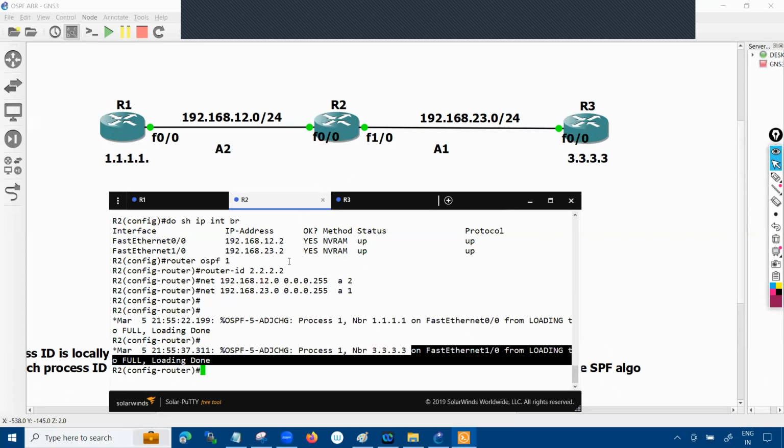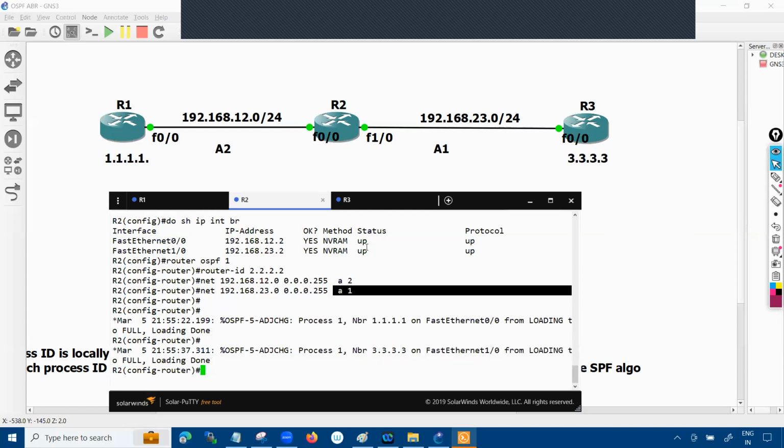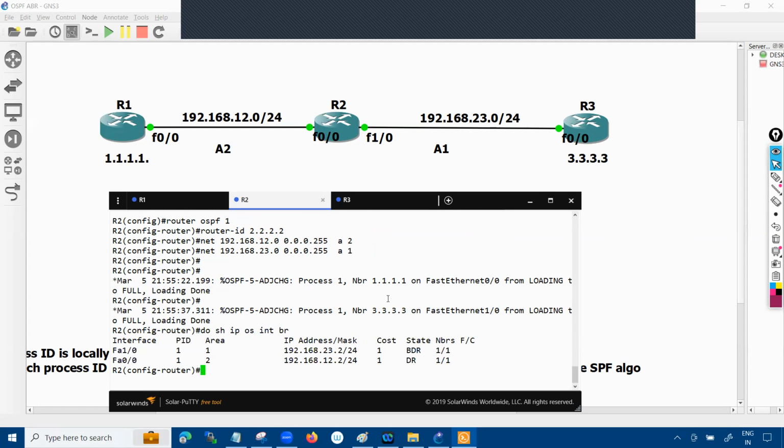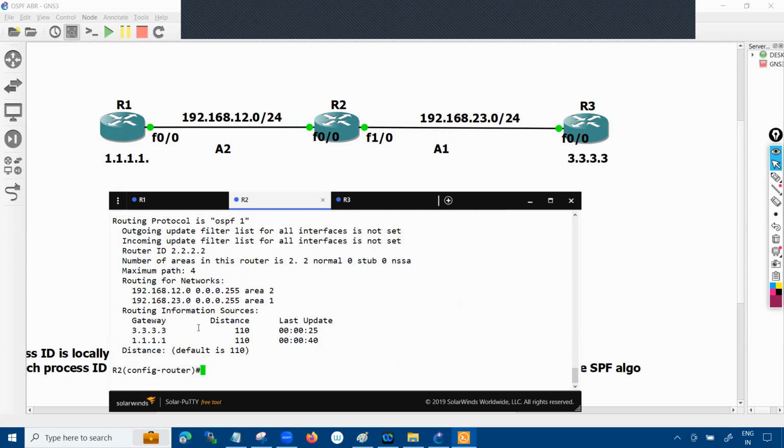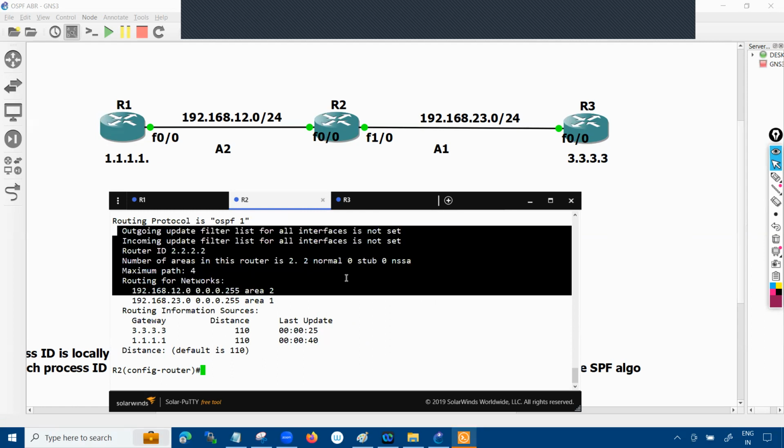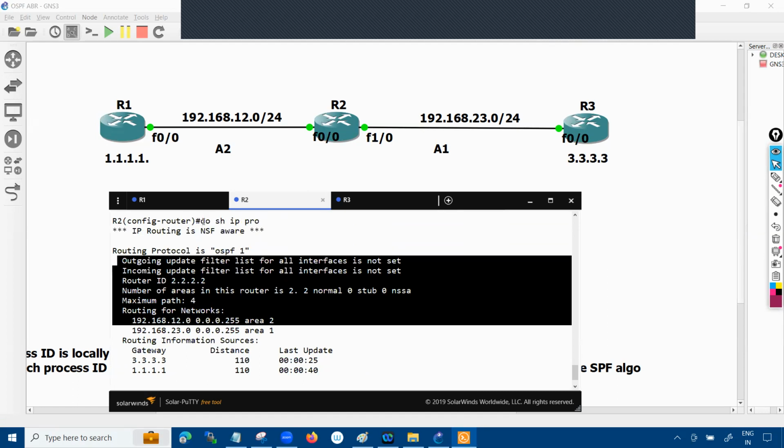R2 is not an ABR router, because this interface is part of area number 2 and this interface is part of area number 1. If you see the command show IP ospf interface brief, this interface is in area number 1 and this interface is in area number 2. So am I behaving like an ABR? No, man. If you see show IP protocol, I'm not an ABR router. Normally the ABR shows up over there, right? So in show IP protocol, I don't see the ABR.